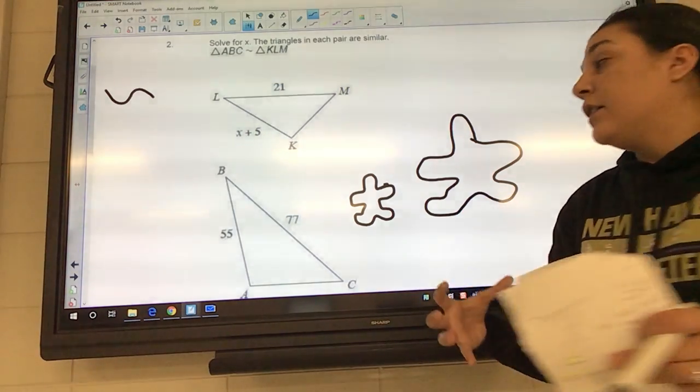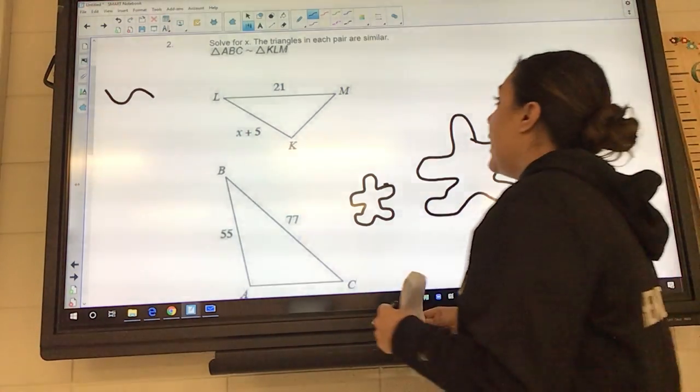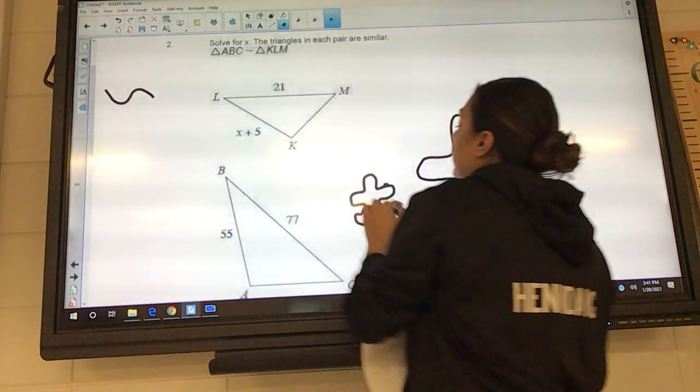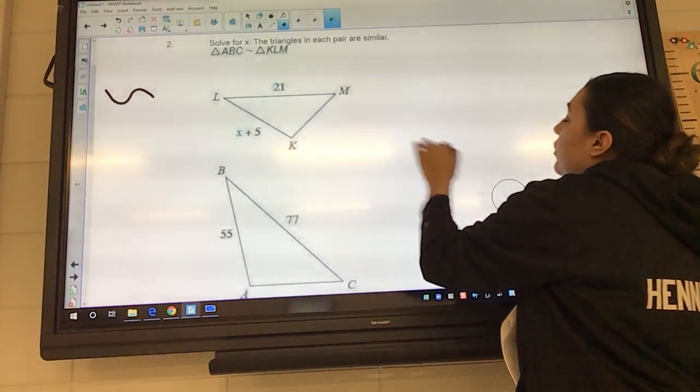One is a bigger size. It's on a different scale. And so those are similar, but they are not congruent. So congruent and similar do not mean the same thing. And so we can set these up.